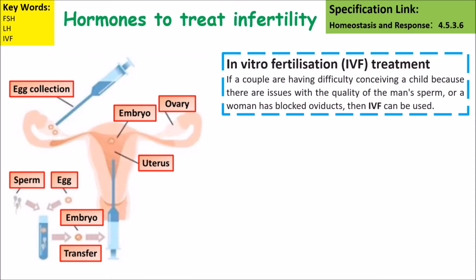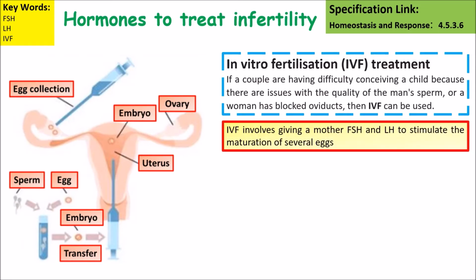So, if a couple are having difficulty conceiving a child because there are issues with the quality of the man's sperm, or if the woman has blocked oviducts, IVF treatment can be used. So IVF involves giving the mother FSH and LH to stimulate the maturation of several eggs.